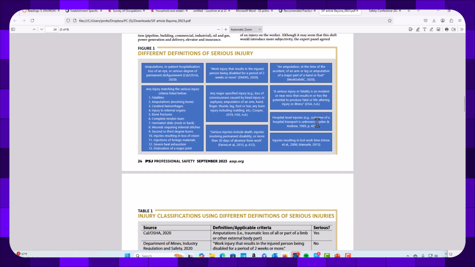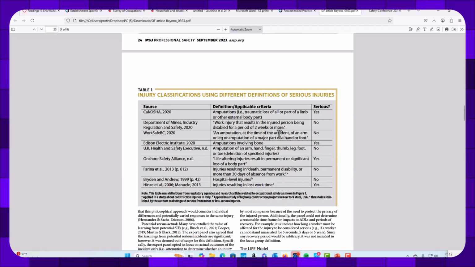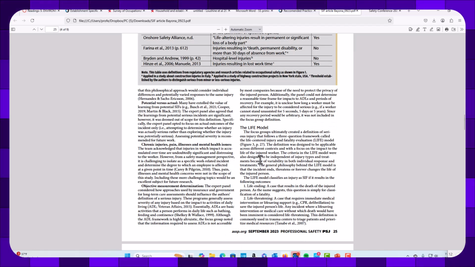Hospital level injuries, injuries resulting in lost time. That the lost time is the doctor dictating whether they think they can go back or not, or the worker trying to get time off and convincing. So I don't believe in that one at all. And then they've got a huge list right here. So they've got a few. They're really trying to just get an understanding of it.